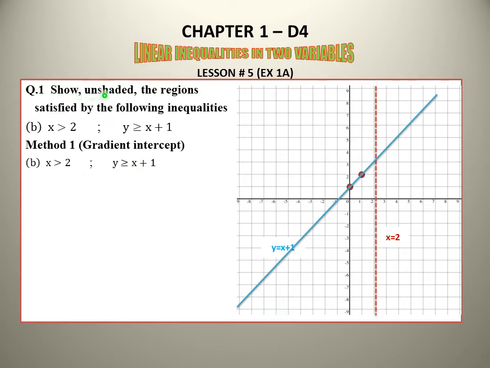We are asked to show unshaded the region satisfied by the following inequalities. In lesson number 4 we have studied how we find the region which is satisfied by the following inequalities. When we write the inequality in gradient intercept form, we look at the sign of inequality. The shape of the graph was also studied there. If we have this sign, the line for this inequality is dotted, this one. And when we have greater than or equal to or less than or equal to sign, then the graph is a solid line like this.